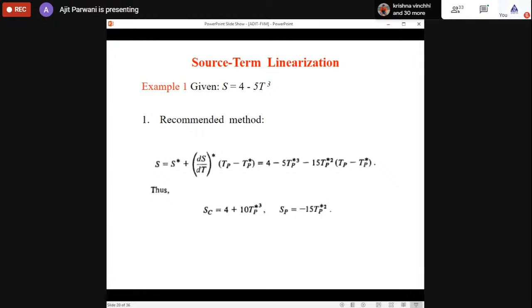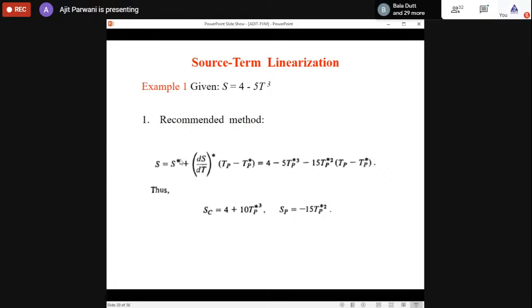So in order to facilitate our discretization procedure, if the source term has a power of temperature, then we need to linearize this source term. How will we linearize the source term? We will linearize it by this equation.